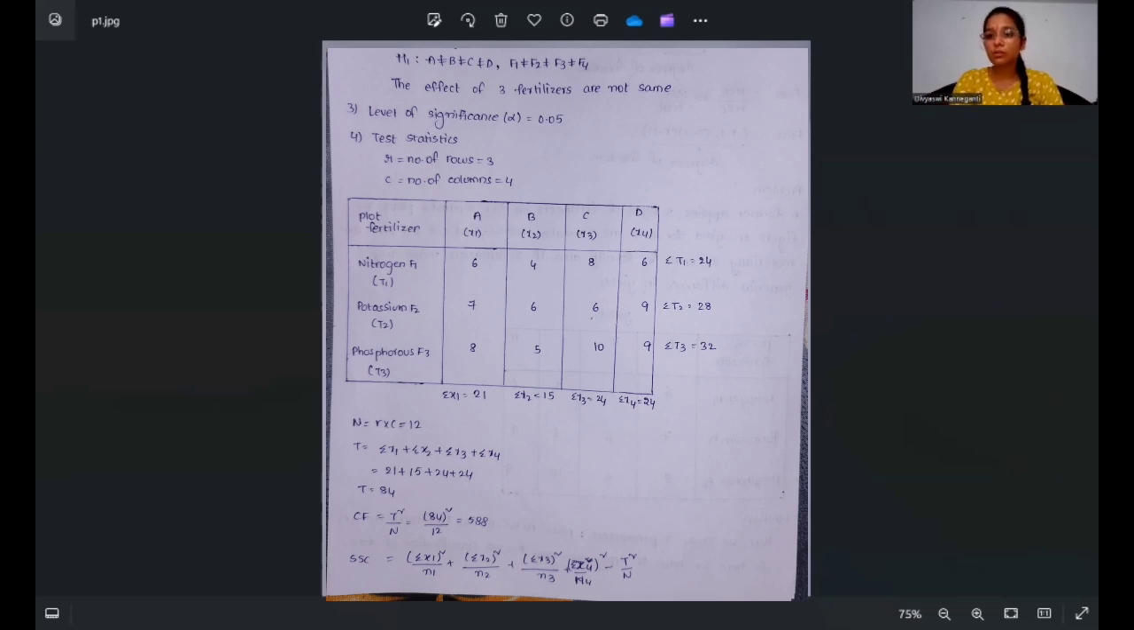While coming to the sum of squares of columns, the formula would be as we discussed before. Here there are four columns. So the formula would be sigma x1 whole square by n1 plus sigma x2 whole square by n2 plus sigma x3 whole square by n3 plus sigma x4 whole square by n4 minus T square by N.